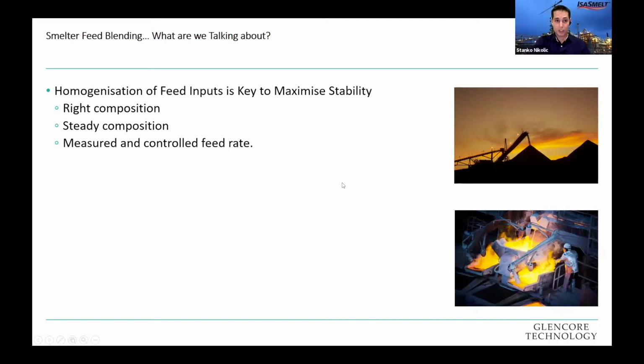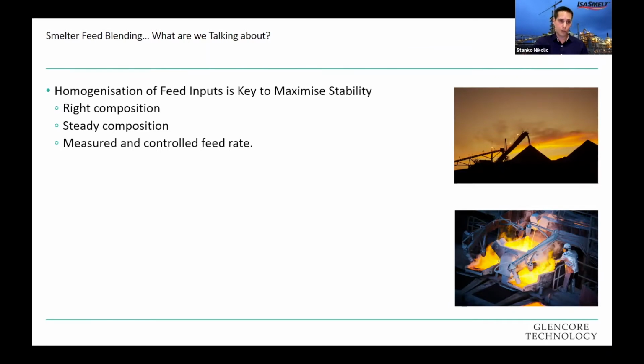So smelter feed blending, what is it that we're really talking about here? When we consider one of the most important things for all smelters, regardless of technology, we've used that ISASMELT example, but within the Glencore group, we have a flash furnace at Pasar, we've got Noranda reactors at the Horne smelter and Altonorte, and we've got other ISASMELTs and operations in Kazzinc as well. So we have a range of furnace technologies within the Glencore group.